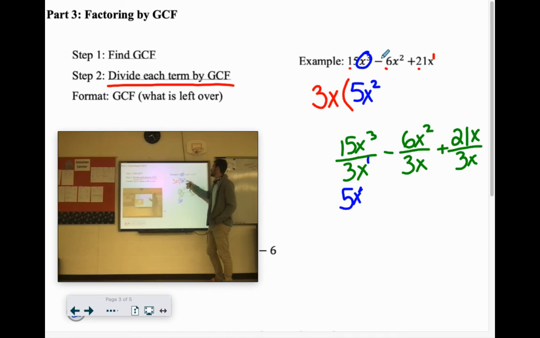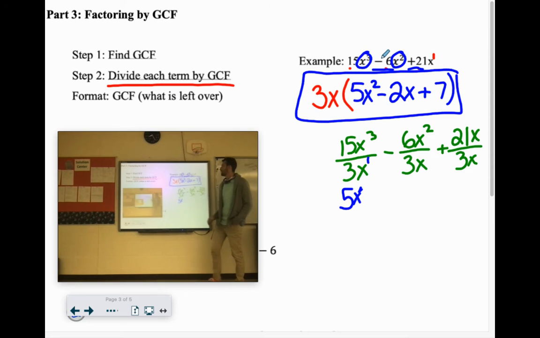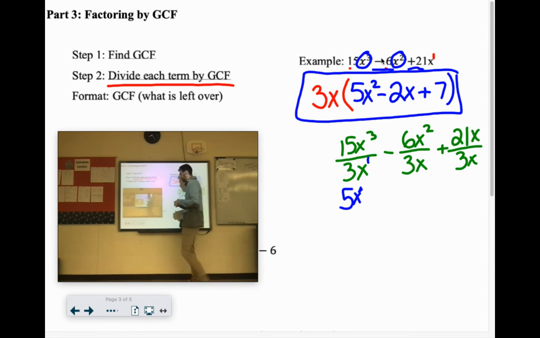Again, let's see what's missing. 3 times what would give me negative 6? Well, that's negative 2. I have x, I need x squared, so we need another x there. And then 3 times what would give me positive 21? Well, that's positive 7. And we already have the x, so we don't need any more x's. So this would be our final factored answer. You always want to check that the stuff in the parentheses has no common factors left except for 1. And nothing goes into 5, 2, and 7 except for 1. So we're all good on that.